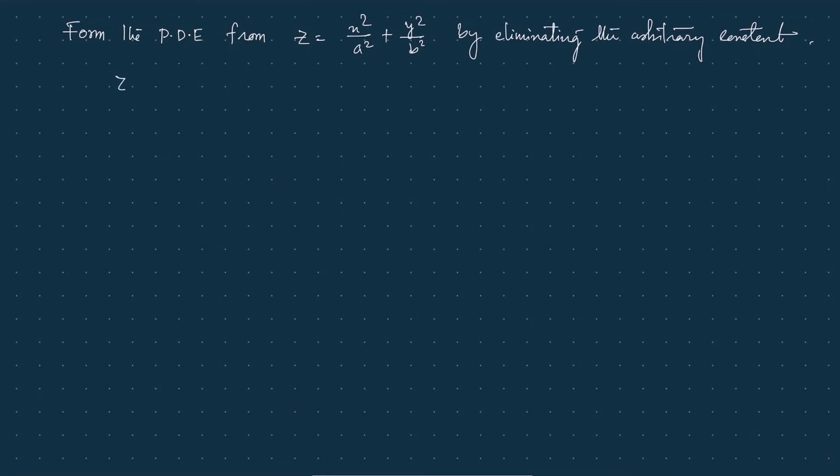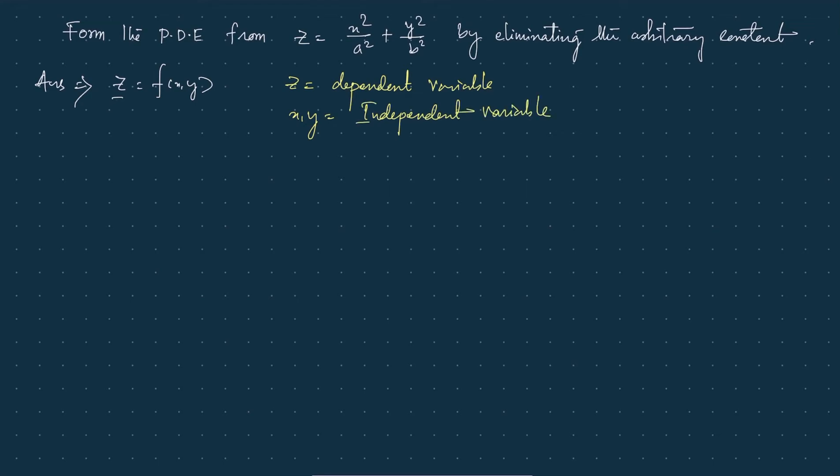Remember z is a function of x and y. So here z is the answer. Here z is a dependent variable. Now x comma y are independent variables. So what I'm going to do is differentiate with respect to x and y. This function is a function of x and y.